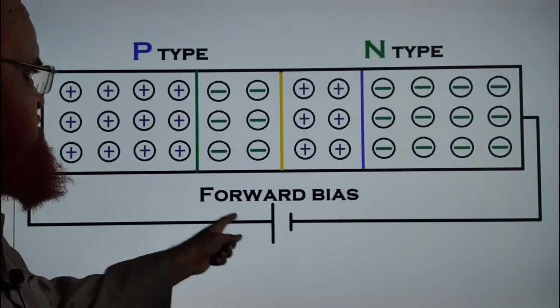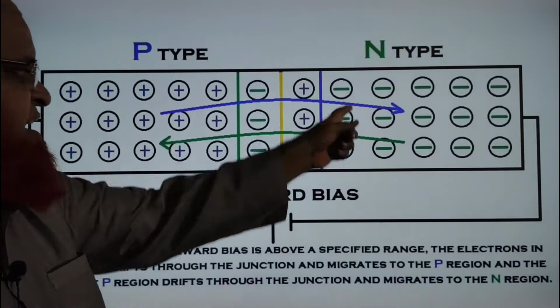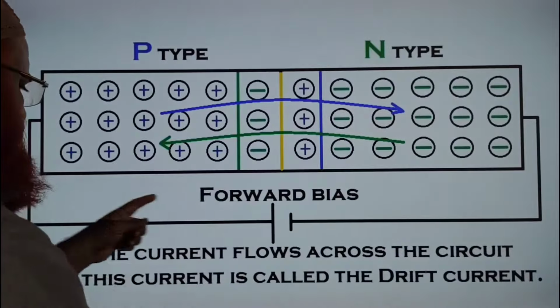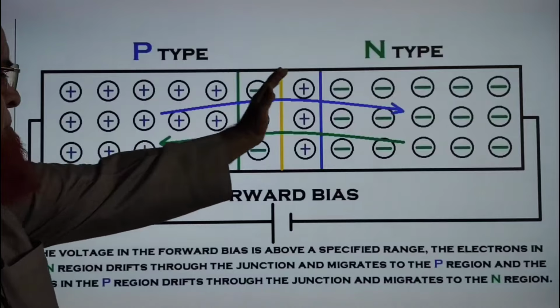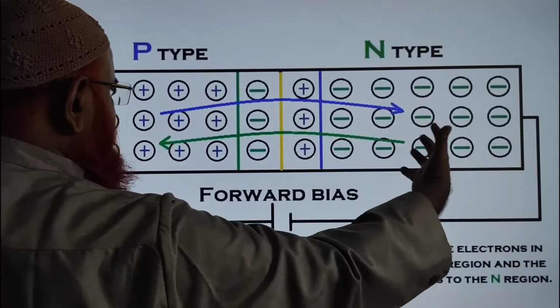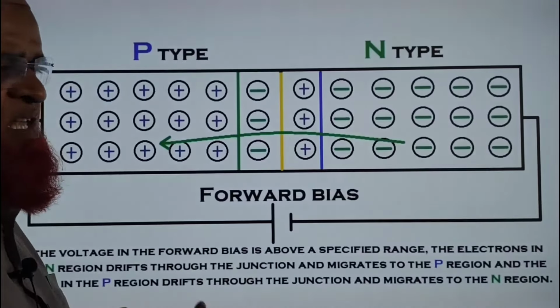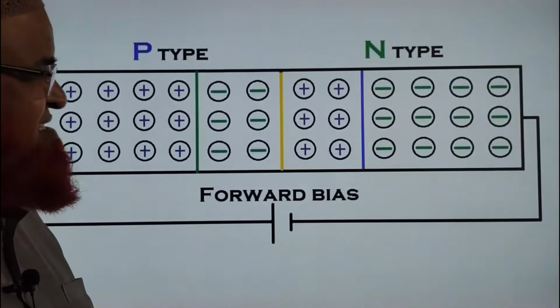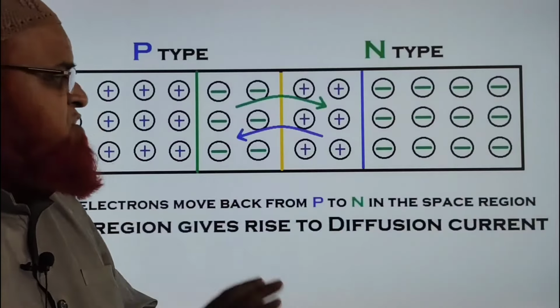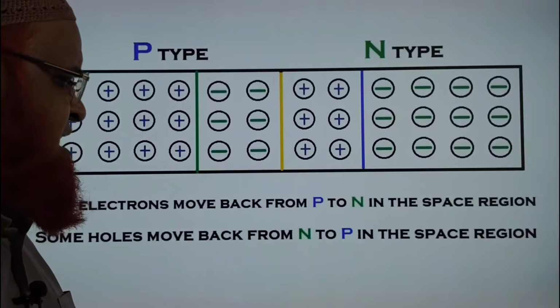Forward bias means positive is connected to the p-type and negative is connected to the n-type. Then again further holes are pushed through. This positive will push the positive charges. This negative charge will push the negative electrons and further current starts moving in this case. So this is going to be forward bias. Forward bias means current flows. Reverse bias means no current flows. That is the meaning of this structure.